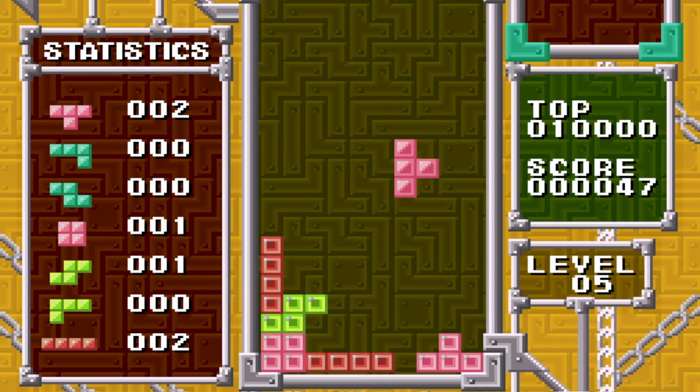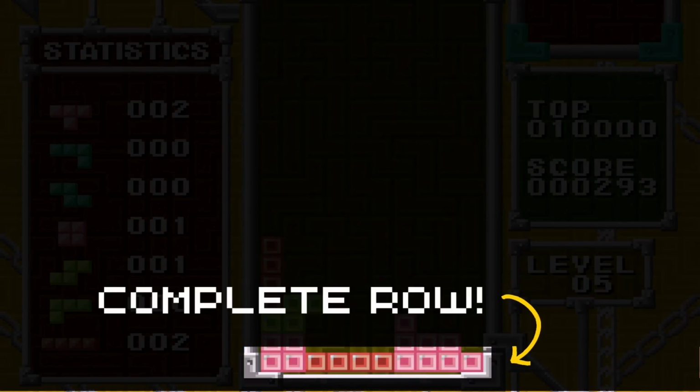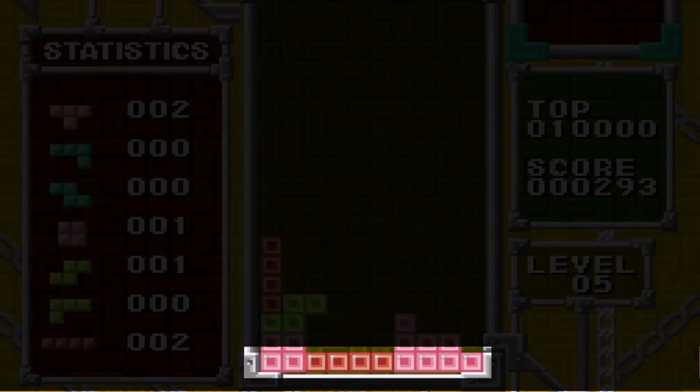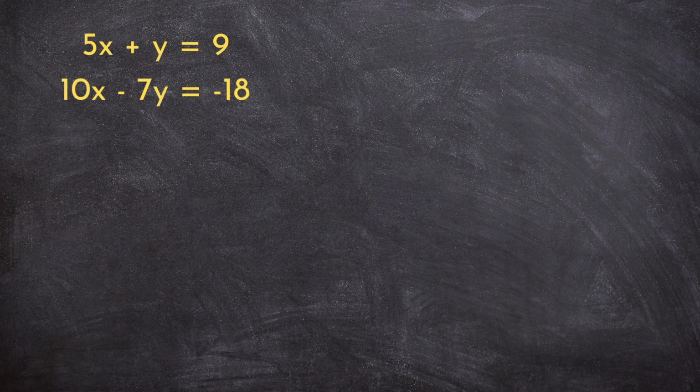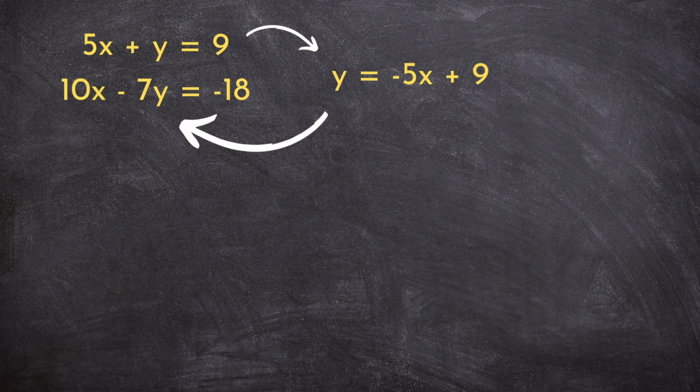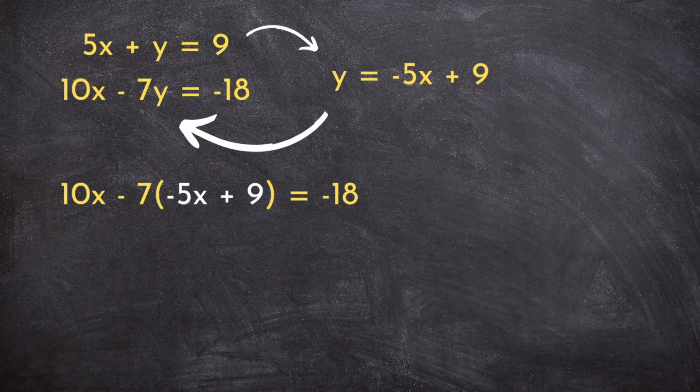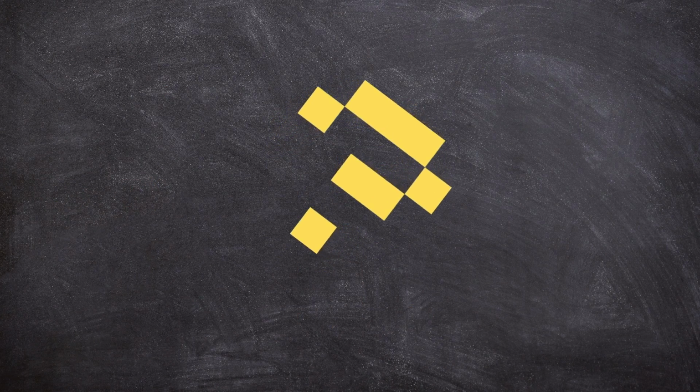The whole idea behind Tetris is that you want to create a complete horizontal row to eliminate it from the screen. And therein lies the connection to our studies of linear systems. Rather than rearranging a line from this system to solve for y and substituting it into the other equation to solve for x, we're going to do something kind of random and kind of scary.